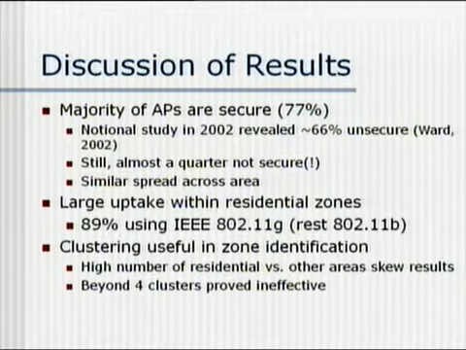It may have been Nortel, I think, in 2002. And they revealed that 66% at that point were unsecure. Obviously not in the same actual area, but it was certainly a representative sample. But still almost 25% being unsecure is a bit worrying, certainly from the sense of where did these occur and were they in the residential areas in particular. So the clustering gives us an advantage in that we can pick out these points.